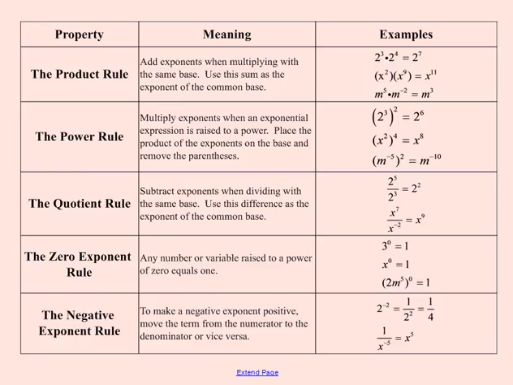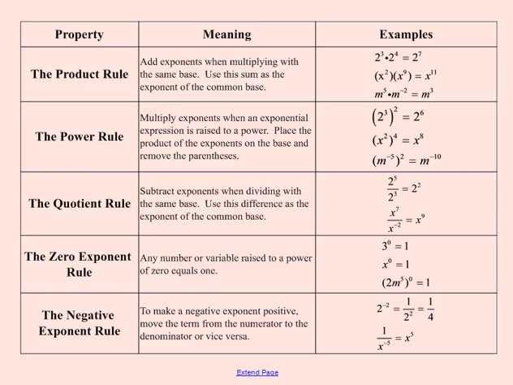We start with 2 to the 3rd raised to the 2nd power. So what we have is an exponential expression, 2 to the 3rd, being raised to the power of 2. So the power rule tells us that we are going to multiply the exponents. Well, in this case, our exponents are 3 and 2. Multiply those together and we get 6. Of course, we keep the base that we started with, and we end up with a final answer of 2 to the 6th power.